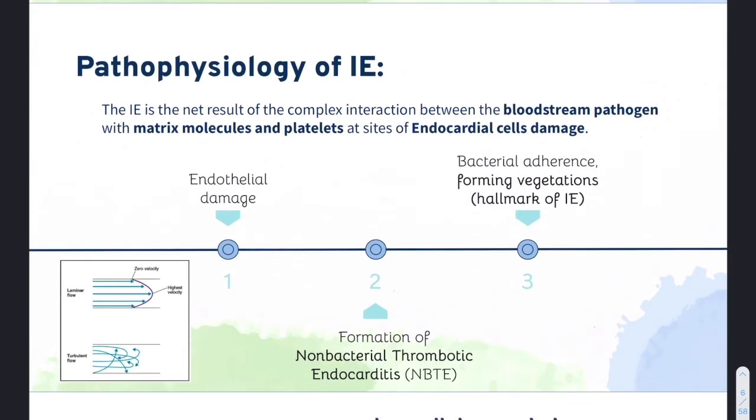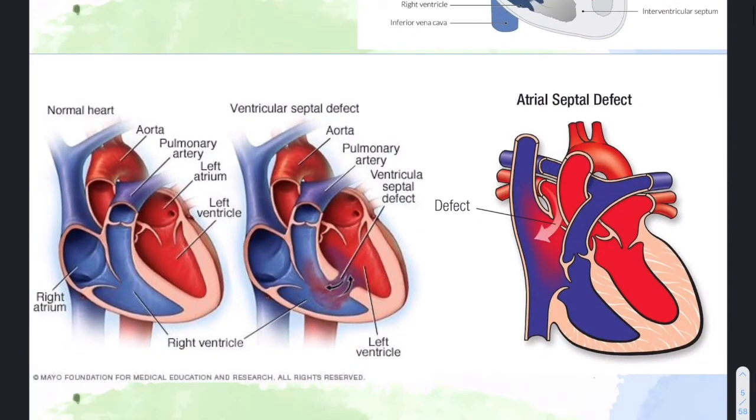First, we need to have endothelial damage caused usually by turbulent blood flow. زي ما انتم شايفين بالصورة كيف turbulent blood flow looks like. This turbulent blood flow is usually produced by either congenital or acquired heart disease. It could be from high to low pressure chambers, زي ما في ال ventricular septal defect. The ventricle in the left side of the heart has a high pressure compared to the right side.